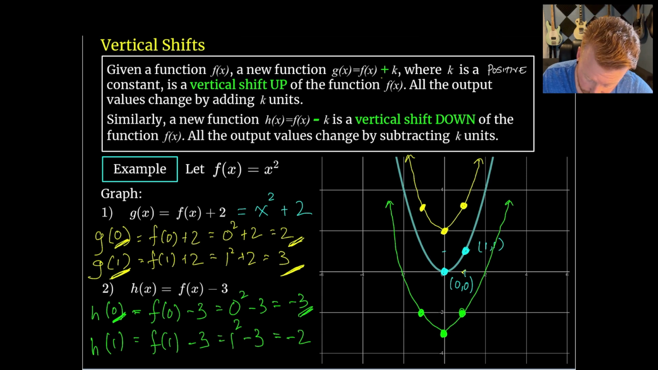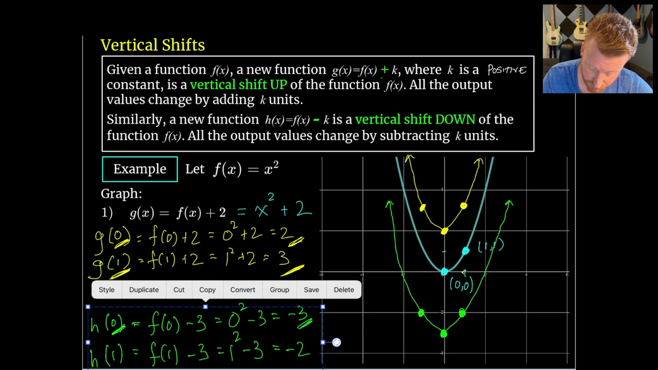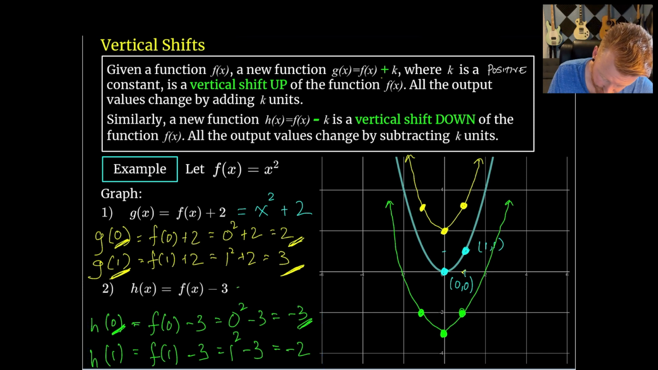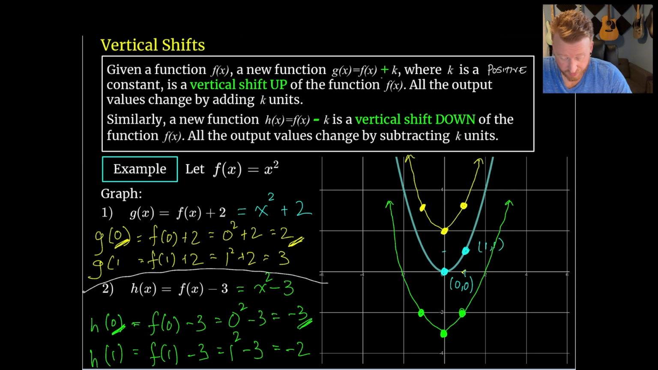And I meant to write explicitly what this was. Let me just move those down a little bit. This is equal to x squared minus 3. So let me just create a little visual separation here. So there we have it. We have the new functions here of x squared plus 2 and then x squared minus 3, resulting in a shift of 2 units up or a shift of 3 units down. So there are our vertical shifts.